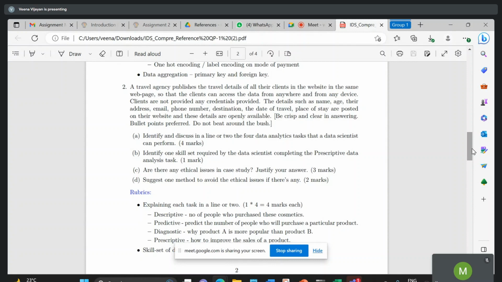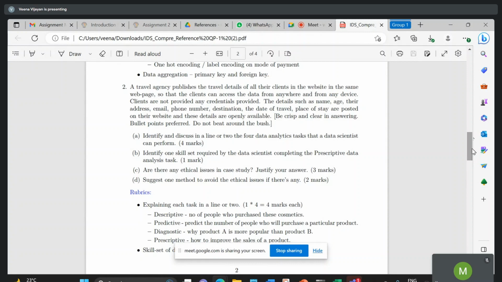That's the last question. Identify and discuss in a line or two the four data analytic tasks that a data scientist can perform. So it's the same. We need to go through descriptive, predictive, diagnostic, and prescriptive.